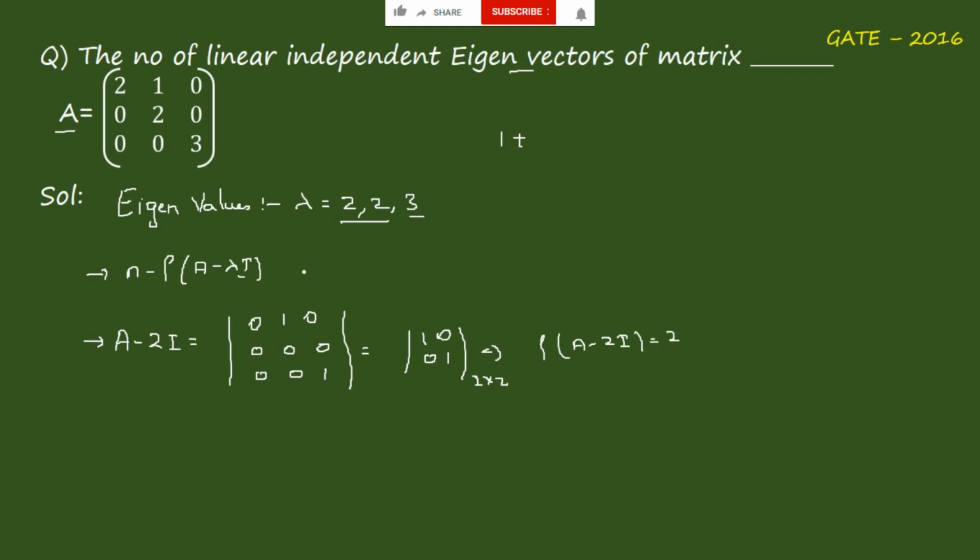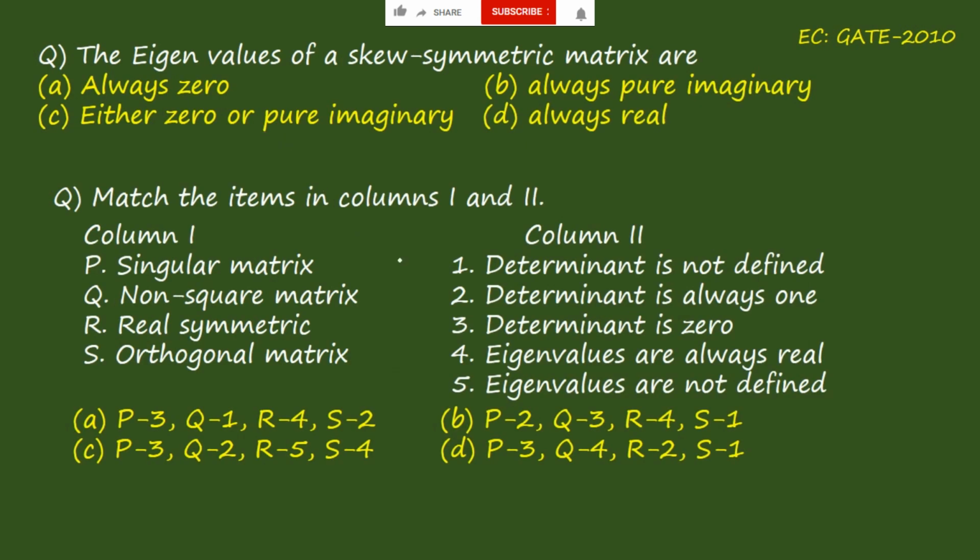We got the value of this one, right? What is n? n is the order of matrix A. A is a 3 cross 3 matrix. So it becomes 3 minus 2, which is equal to 1. So for these two, we got 1 linearly independent eigenvector, and for this one, we got 1. So 1 plus 1 is equal to 2. So it has 2 linearly independent eigenvectors. Answer is 2. Now based on properties, we will be solving 3 problems.